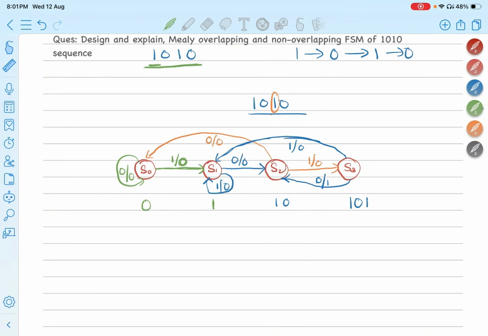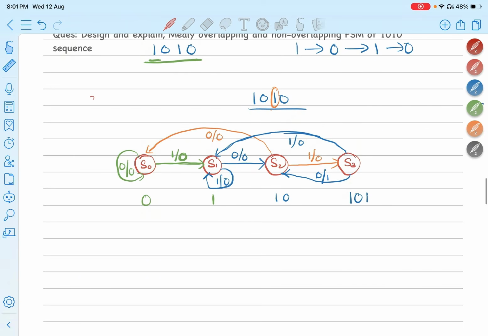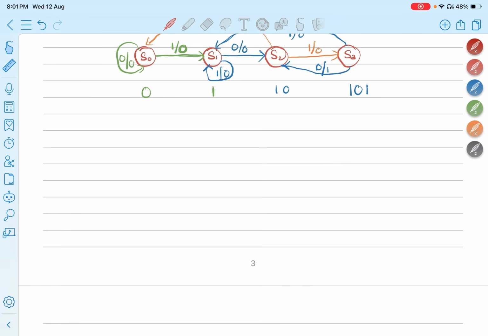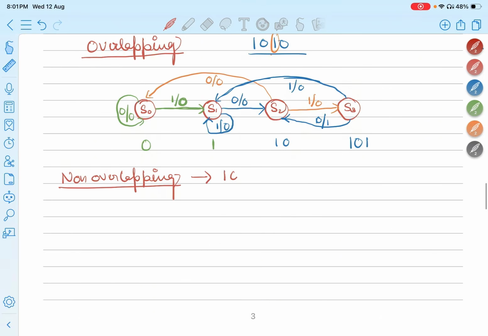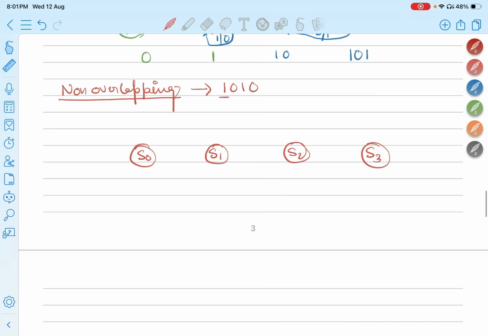Okay. For the non-overlapping case, this is overlapping. Now we will design non-overlapping. The data is 1010, right? S0, S1, S2, S3. Now, initially we need 1.